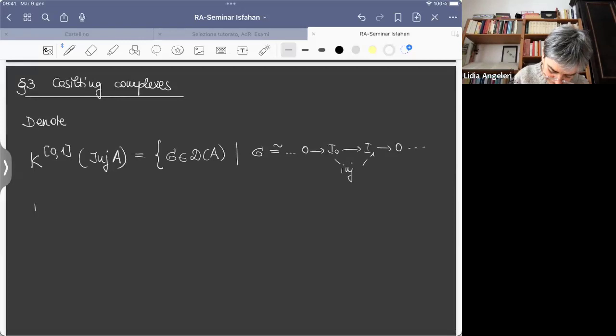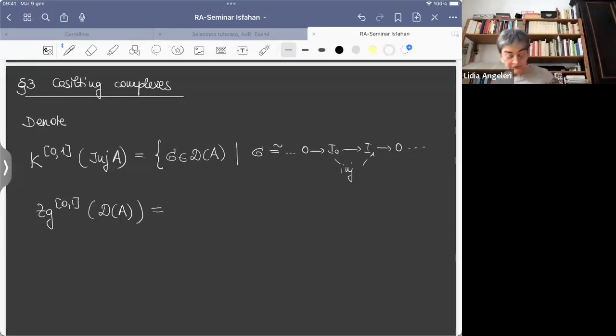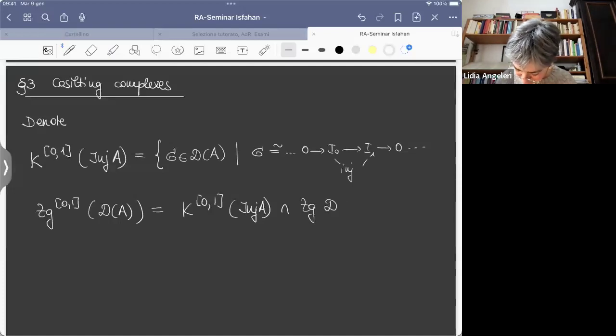And then I will denote by the Ziegler spectrum 0,1 of dA the indecomposable pure injectives that have this form. So it's K01 in A intersected with the Ziegler spectrum of dA.